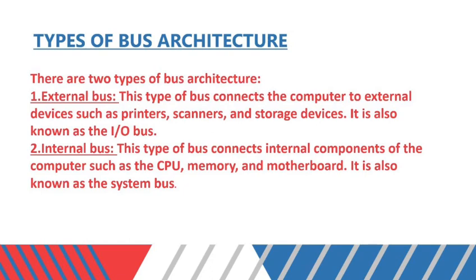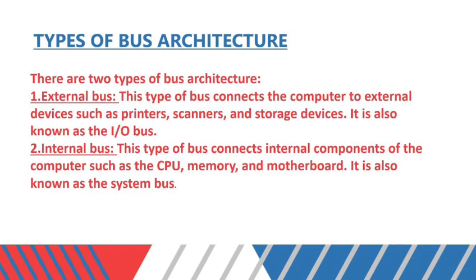Hello everyone, myself Shubham Patil. I will be continuing with the types of bus architecture. There are two types of bus architecture. First is the external bus. This type of bus connects the computer to external devices such as printers, scanners and storage devices. It is also known as I/O bus.